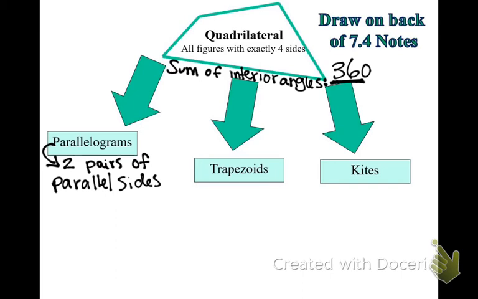A trapezoid you've probably seen before. Does anybody know what makes a trapezoid a trapezoid? It's very similar to a parallelogram. Go down. One pair of parallel sides. There's only four sides, so one pair of parallel sides.